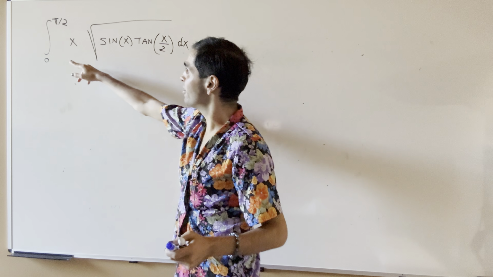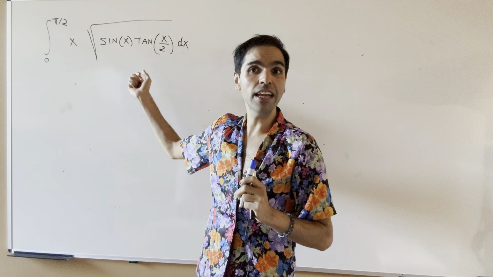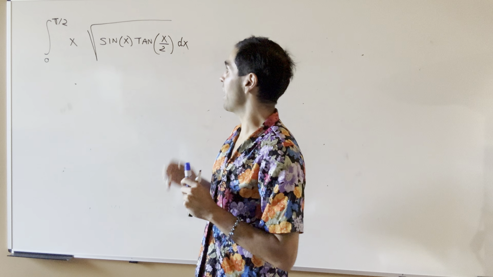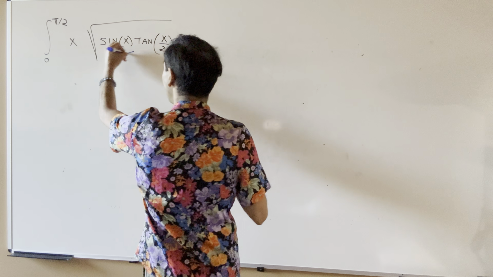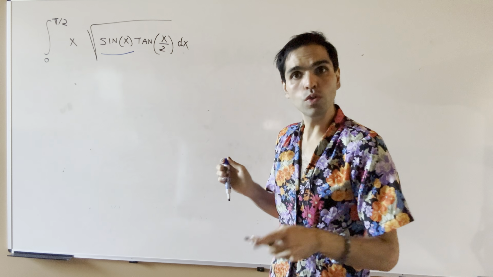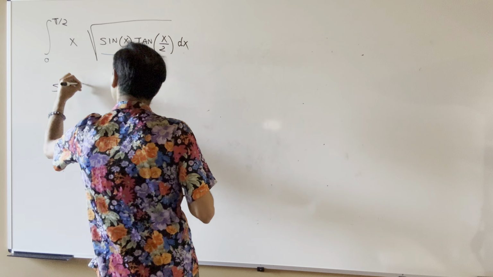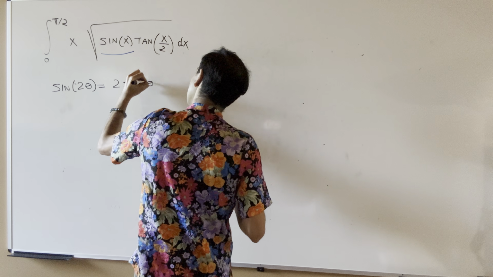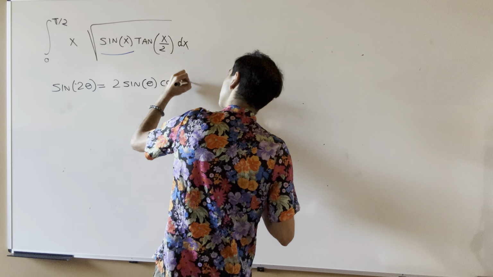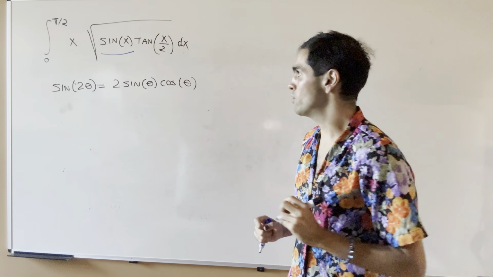So let's evaluate the integral from 0 to pi over 2 of x sine of x times tangent of x over 2. And the first thing to do is to transform the sine of x using the double angle formula, which is sine of 2 theta is 2 sine of theta times cosine of theta. And we can do this for theta equals x over 2.